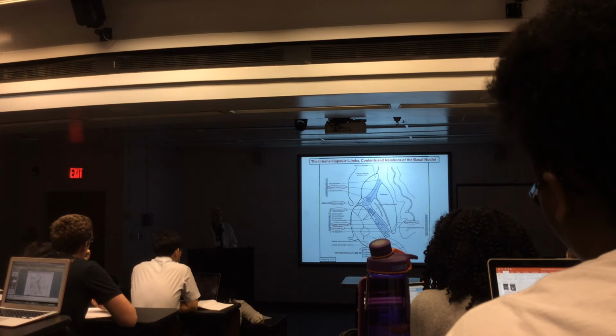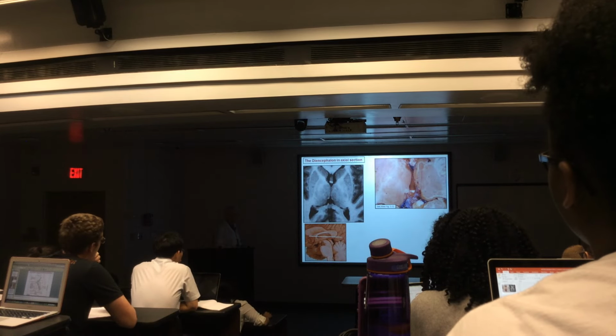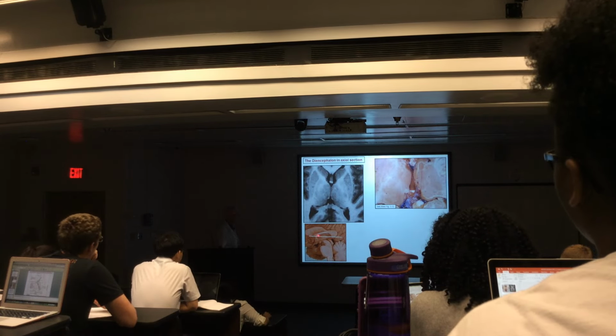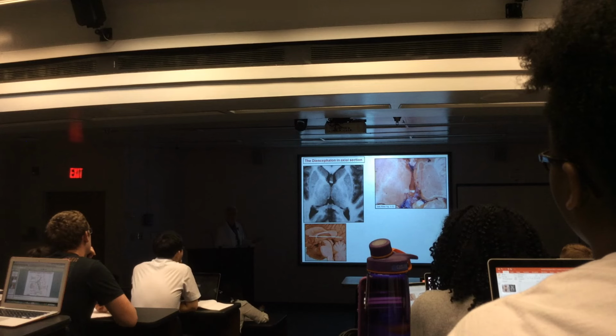Question? Okay, so again, we've talked about a bunch of this already. Okay, the diencephalon in the axial section. This is the axial section right here. Here we have anterior limb, genu, posterior limb back here, retrolenticular limb, thalamus right here. Globus pallidus, putamen, head of the caudate. Everybody oriented?